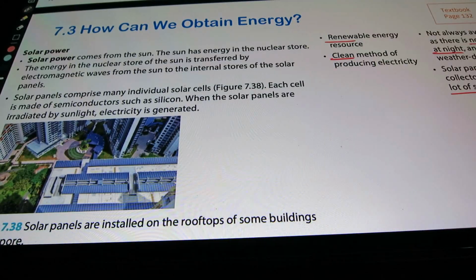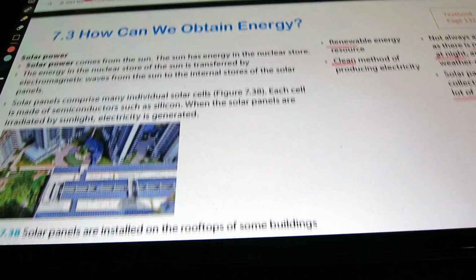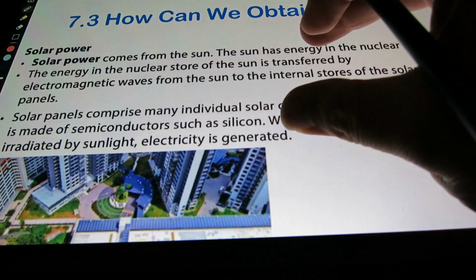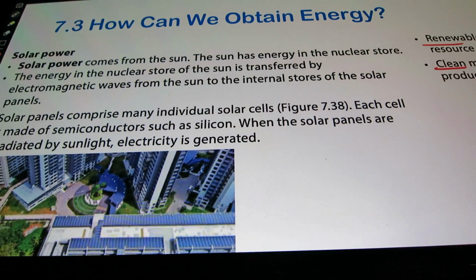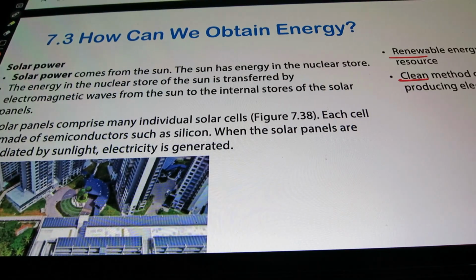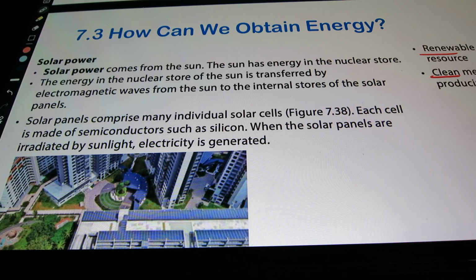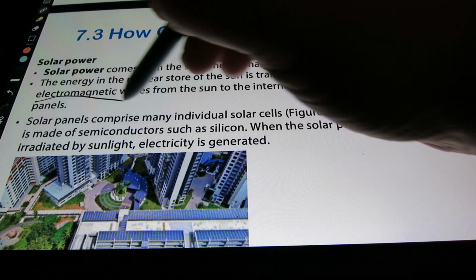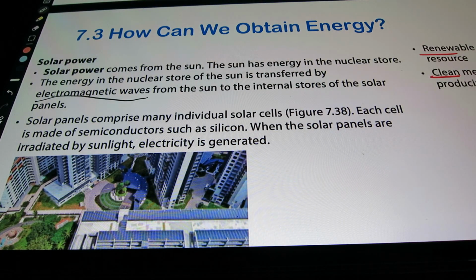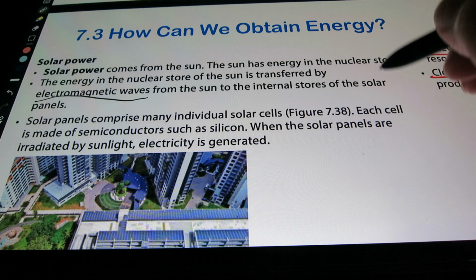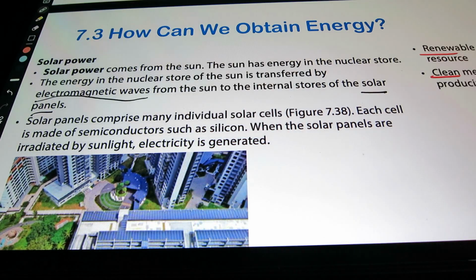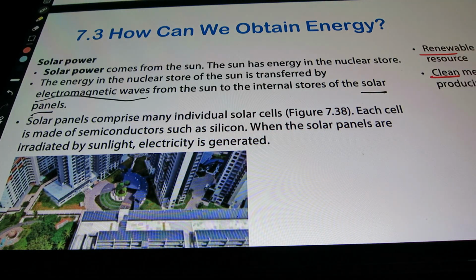And finally, is it finally? Yes, finally we're talking about solar power. Solar power is basically energy that comes from the sun. The sun basically is a big nuclear reactor. The energy in the nuclear store is being transferred via electromagnetic waves from the sun to the earth. And basically, if you have a solar cell or solar panel there, then it can harness the energy and convert it to electrical energy.